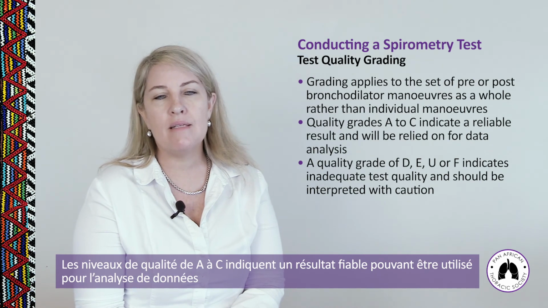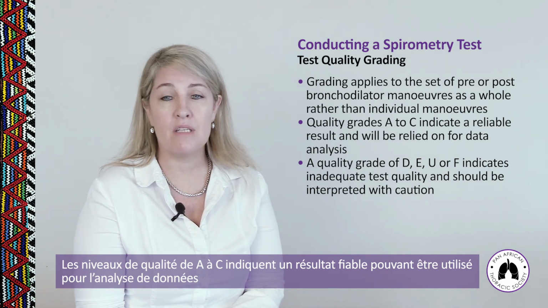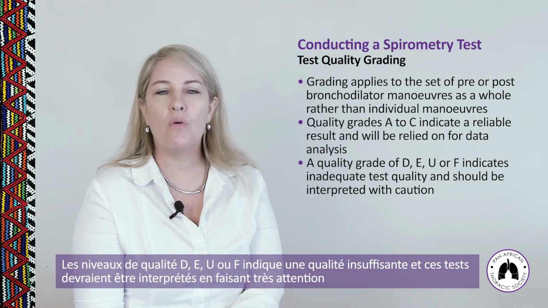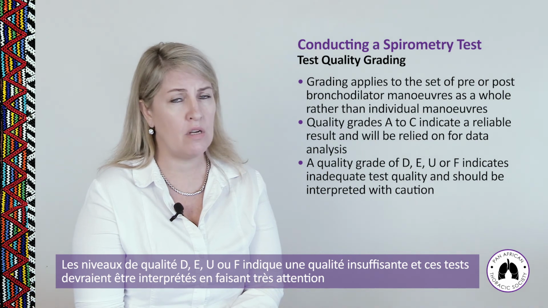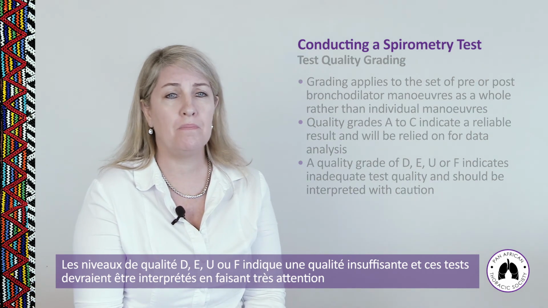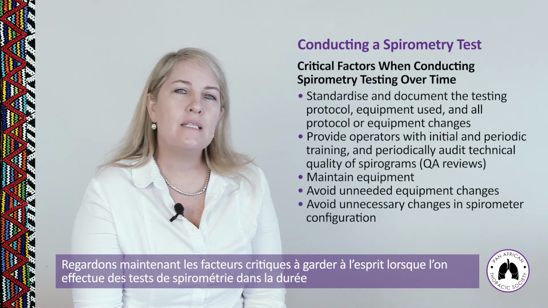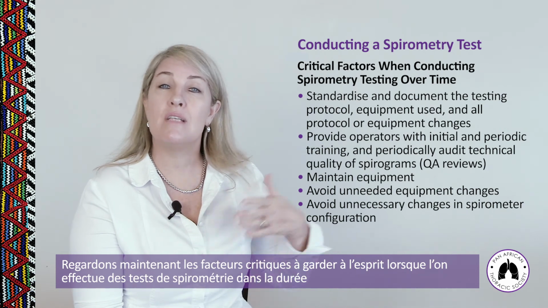Quality grades A to C indicate a reliable test result and will be relied on for data analysis. Quality grades D, E, U, or F indicate inadequate test quality, and those should be interpreted with extreme caution. So let's look at some of the critical factors when conducting spirometry testing over time.